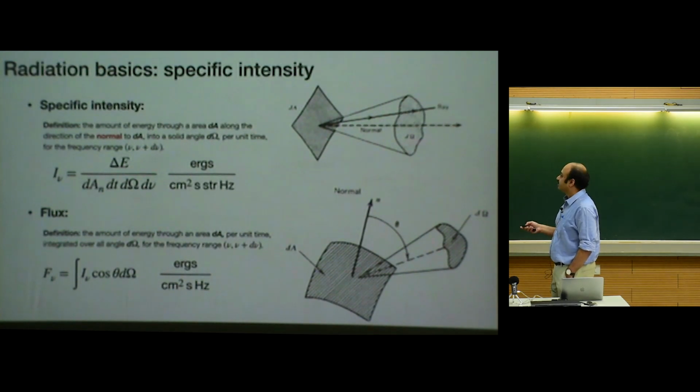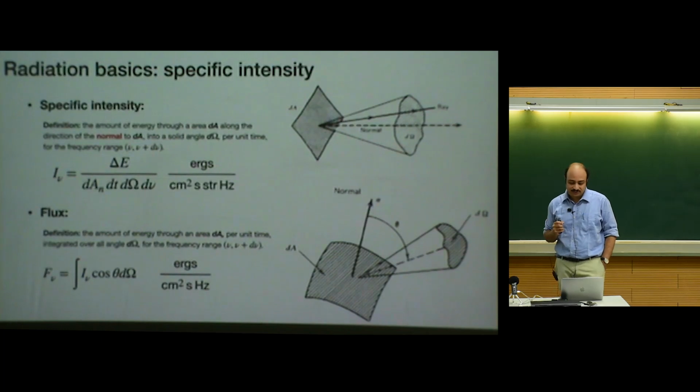Specific intensity is the amount of energy passing through this area per unit area, per unit solid angle, per unit time, per unit frequency. There are a lot of things in the denominator, so I'll repeat again, and this is important to keep in mind. It is the energy divided by the area, divided by the time, divided by the solid angle, divided by the frequency. And this is always taken as at a direction perpendicular to the area.